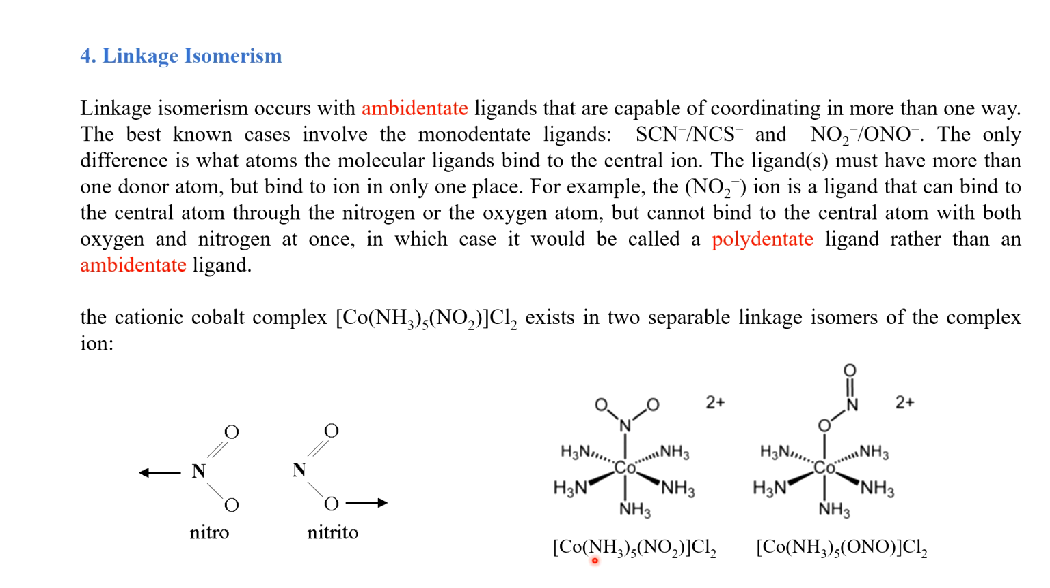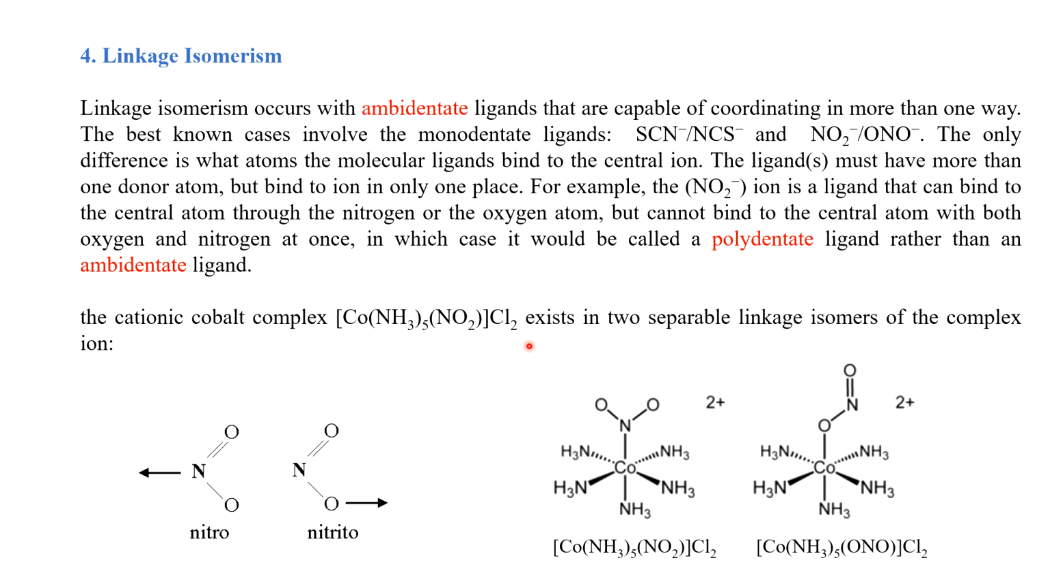Okay, so we can see with the example. See, this is nitro, and when it is donating from the nitrogen atom to the metal, then it will be called nitro. But when oxygen donates, because oxygen also has a lone pair of electrons, it can also donate to the metal, then it will be called nitrito.